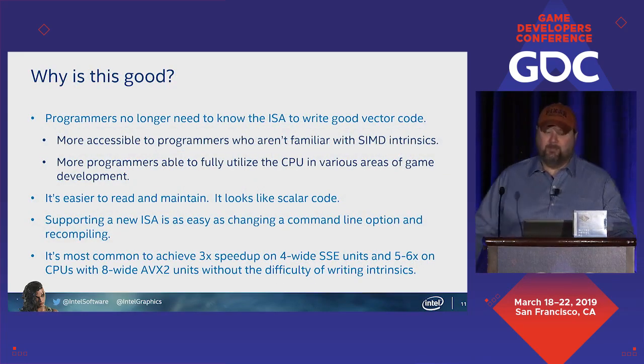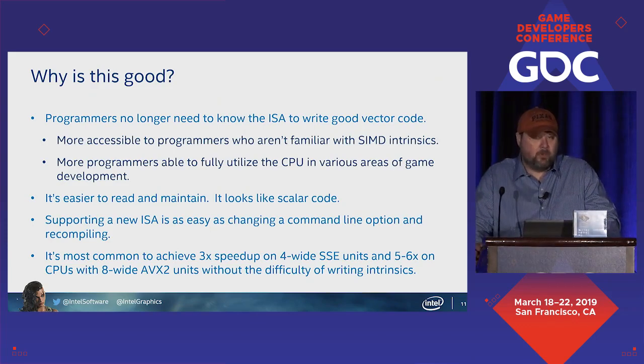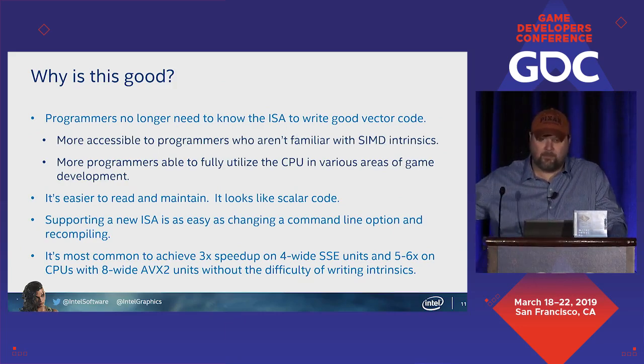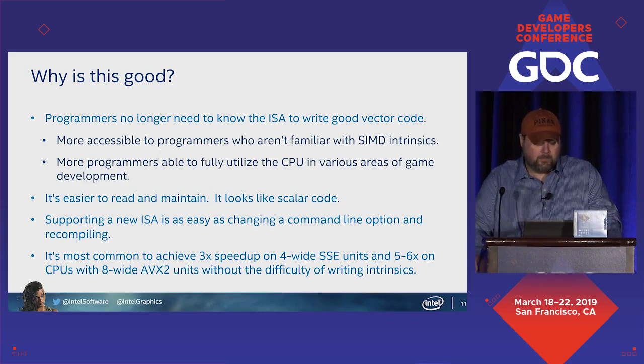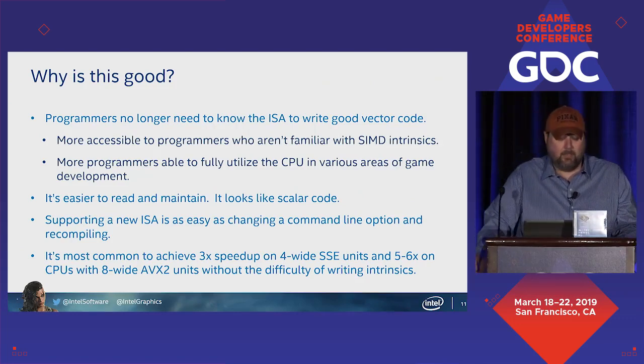So why is this good? Well, you, the programmer, no longer need to know the vector ISA to write good vector code. I did some research, and there are over 10 vector ISAs just on Intel alone with over 10,000 instructions. And that's a lot for a human to remember how to use. It makes it more accessible to people that aren't familiar with SIMD intrinsics. So you learn this language instead of sitting down and reading a vector ISA. You'll have more programmers on your team able to fully utilize the CPU in various areas of game development. It's easier to read and maintain. It just looks like scalar code.